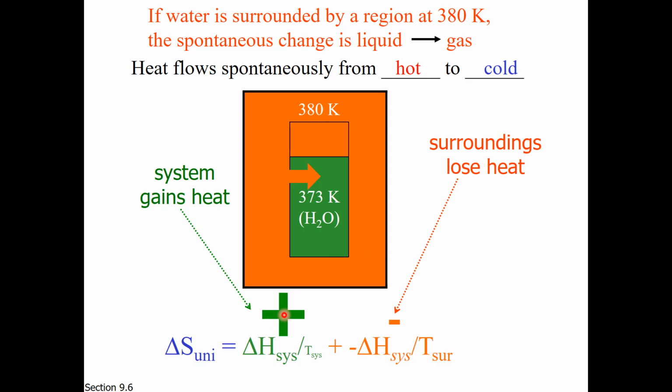Once again, you notice the font of the positive sign is greater than the font of the negative sign. Why would that be? The same reason. The denominators are different. The symbol for the surroundings has a higher temperature than the symbol for the system. So we have a greater positive sign than negative sign value. The sum of these two will result in a positive. So once again, when something spontaneously happens, the universe is getting messier.